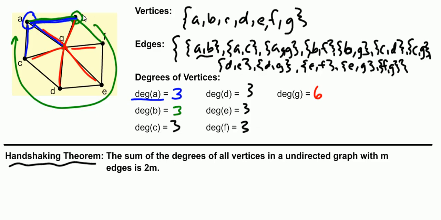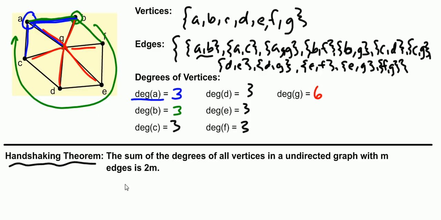This one edge right here between A and B bumped A's degree up by 1 and B's degree up by 1. The handshaking theorem says the sum of the degrees of all vertices in an undirected graph with m edges is 2m. That means that every edge contributes to the sum of the degrees twice. The reason we call it the handshaking theorem is if I'm shaking your hand, you're shaking my hand. Every handshake involves 2 people.